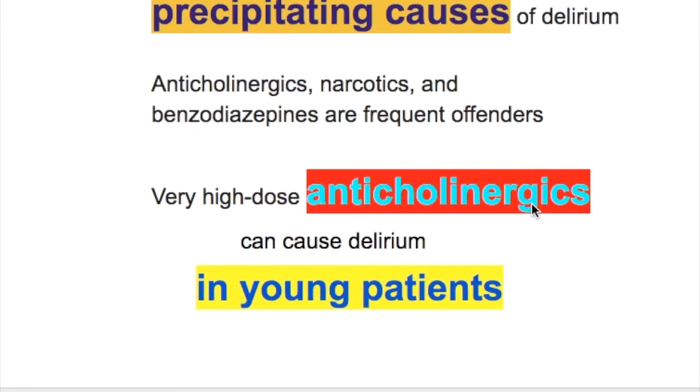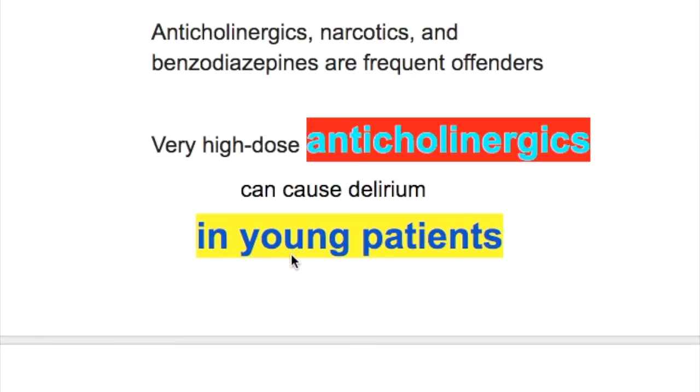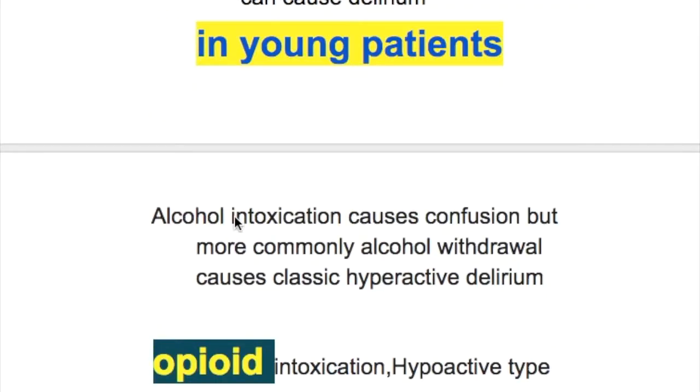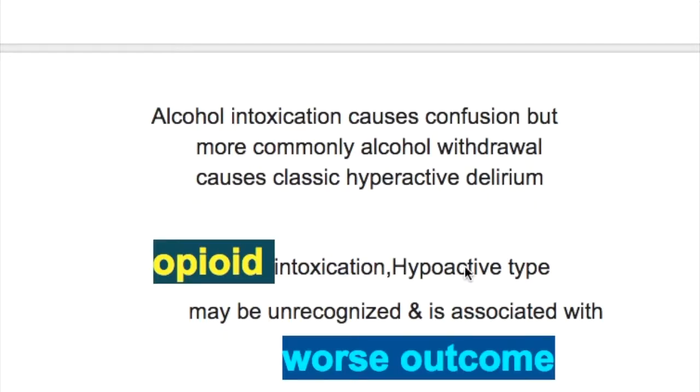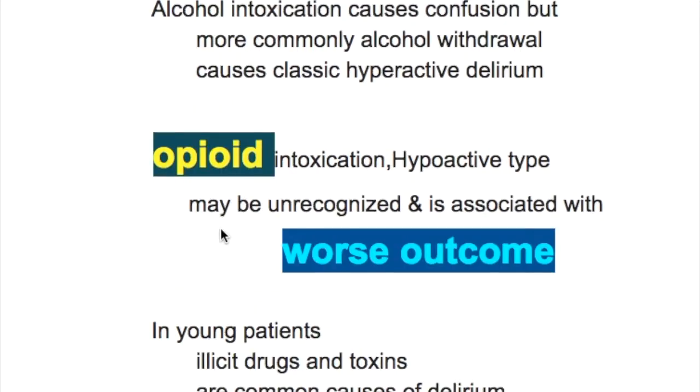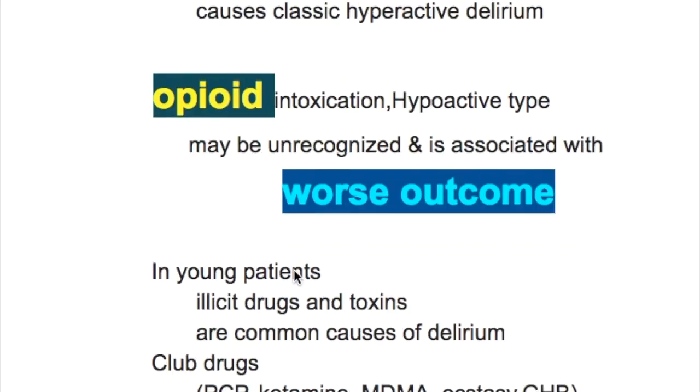Usually, anticholinergics don't cause delirium in young patients, but a very high dose of anticholinergics can cause delirium in young patients. Both alcohol intoxication and alcohol withdrawal can cause delirium, but alcohol withdrawal causes classical hyperactive delirium. And which drug causes hypoactive delirium? Opioid intoxication causes hypoactive delirium, and this may be unrecognized and is associated with worse outcome.